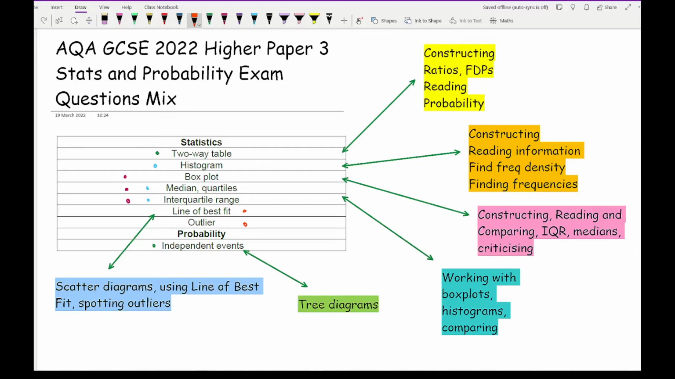Another thing worth mentioning with regards to mean, quartiles and interquartile ranges is basically working with box plots, working with histograms and comparing.